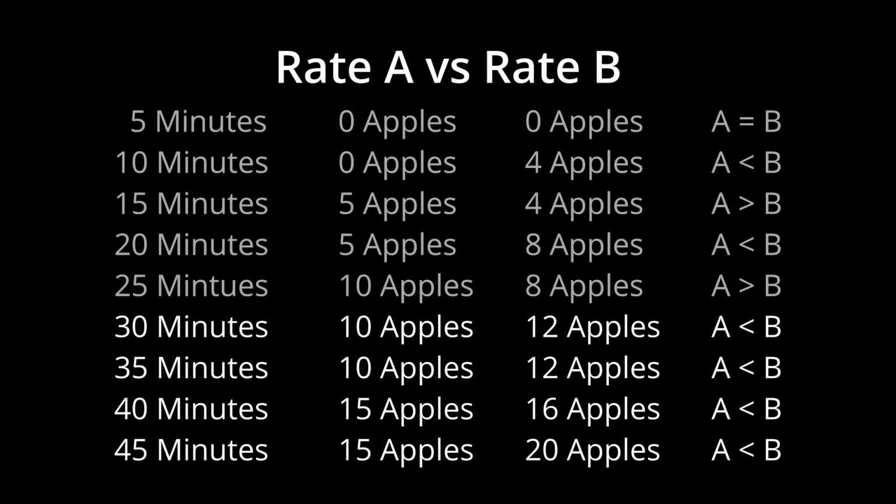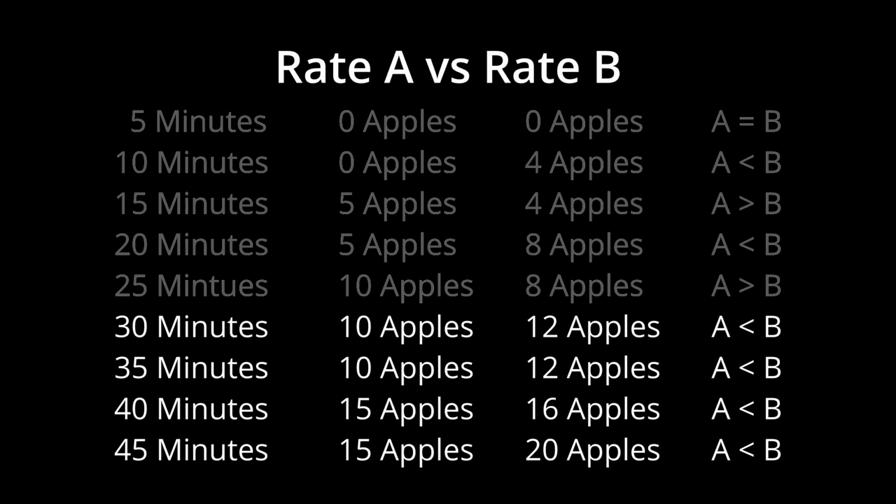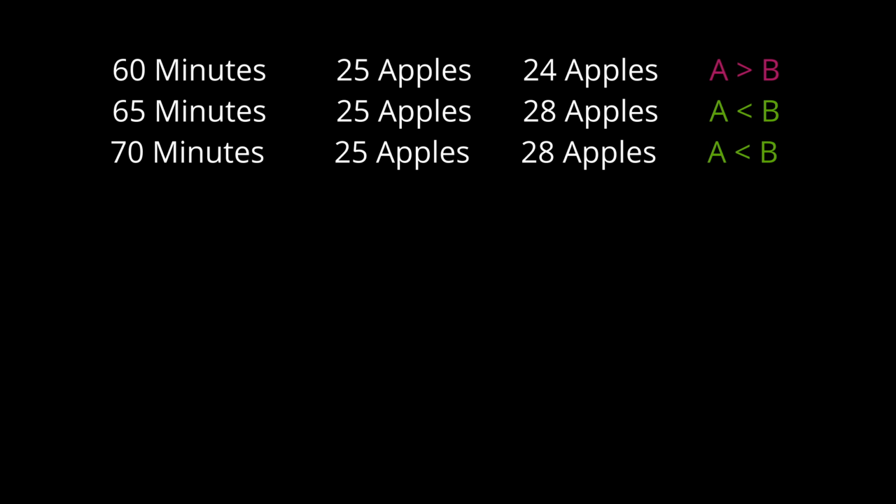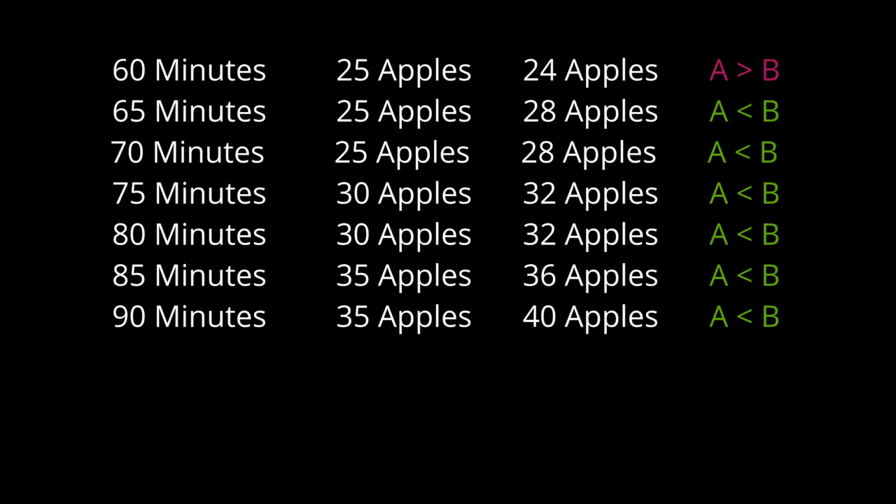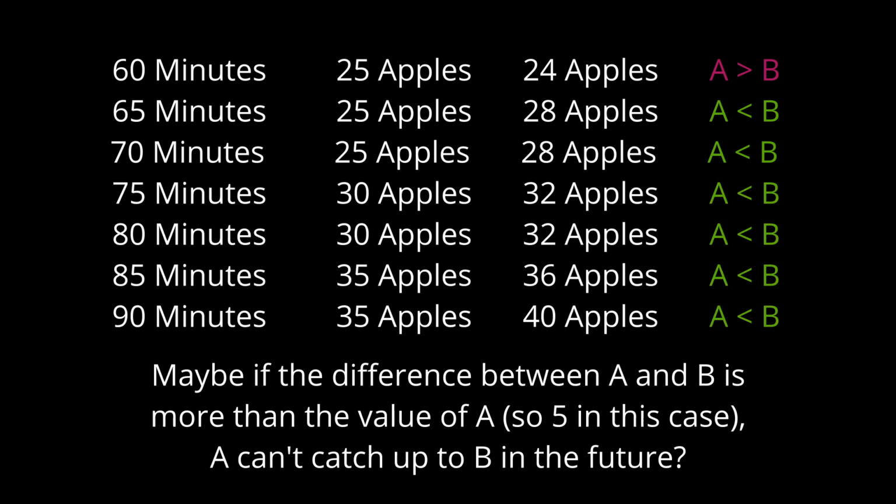Is there some amount of time which, as long as I spend at least that long gathering apples, the faster rate will always give me more apples than the slower rate? I could keep playing around with these example situations and trying to figure things out that way, but I think it's time to move away from specific numbers and examples and start thinking about things more abstractly. What exactly are rates on the mathematical level?